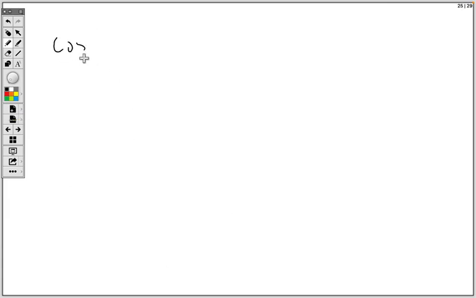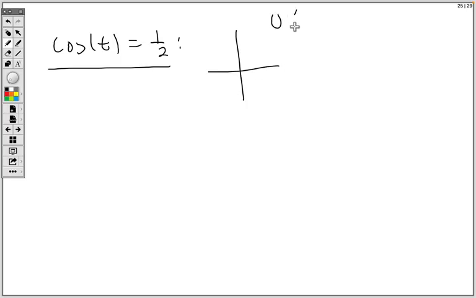So let's take a look at cosine of t is a half. First off, is that a legitimate number for the cosine? Sure, it's between minus 1 and 1. Secondly, what quadrants are we looking at? Cosine is positive in quadrant 1 and quadrant 4. Do I recognize the reference angle for this? Yeah. The reference angle here is pi over 3, and that's going to be the first quadrant solution.